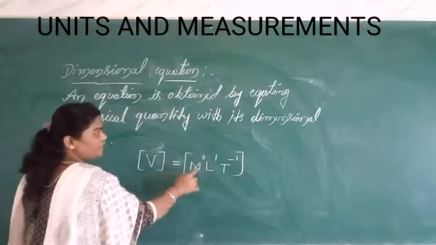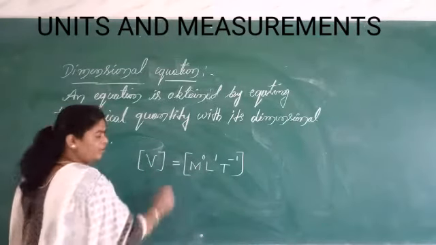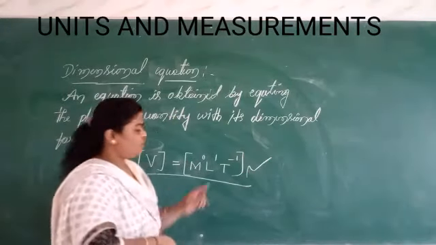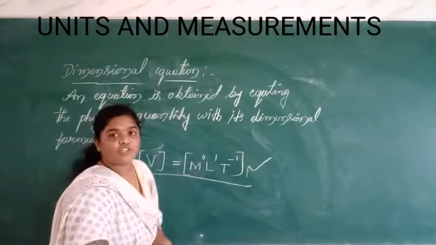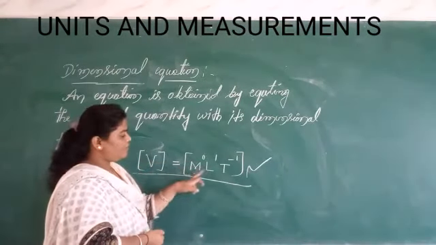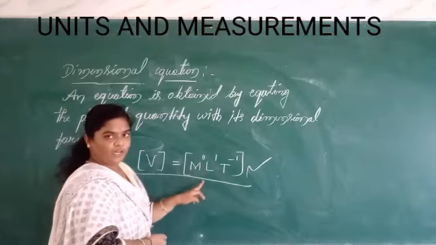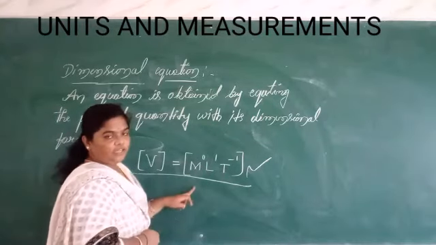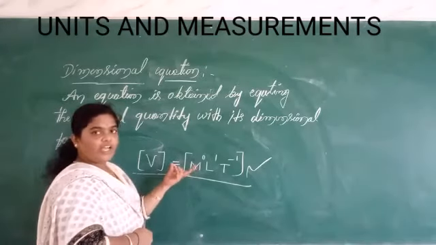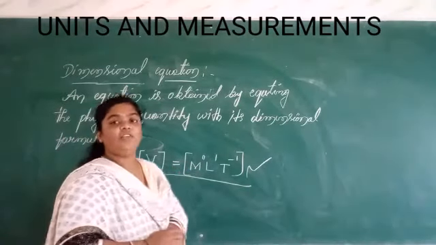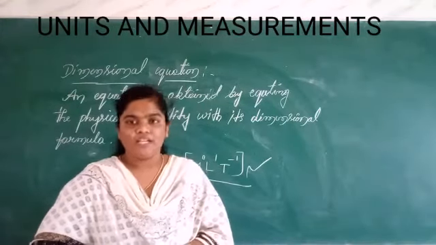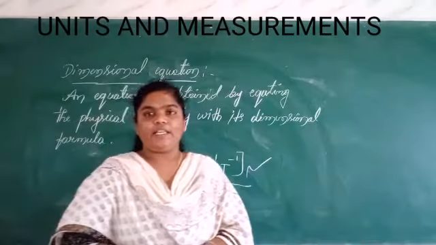Physical quantity equated to its dimensional formula is called a dimensional equation. So ಇದನ್ನ ನಾವು ಏನಂತ ಕರಿತೀವಿ? Dimensional equation. Velocity ಅನ್ನೋದು physical quantity, [M0 L1 T-1] ಅಲ್ಲಿ ಬರೆದ್ರೆ ಅದನ್ನ dimensional formula ಅಂತ ಕರಿತೀವಿ. Velocity ಮತ್ತೆ dimensional formula ನ equate ಮಾಡಿ ಅದನ್ನೇ ನಾವು ಏನಂತ ಕರಿತೀವಿ? Dimensional equation.